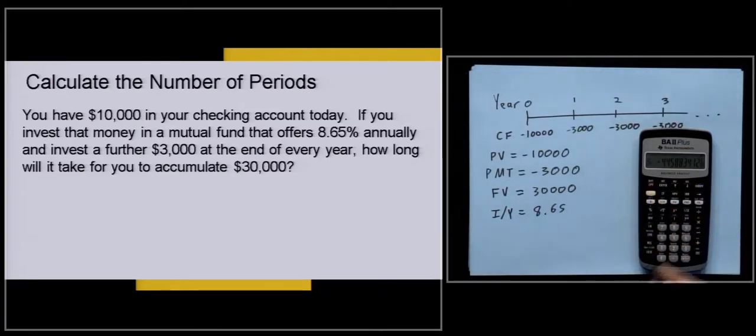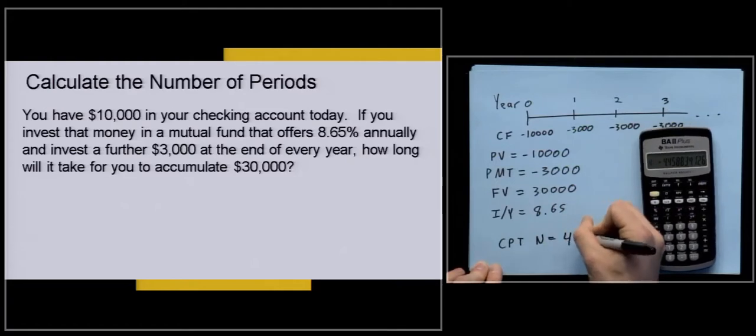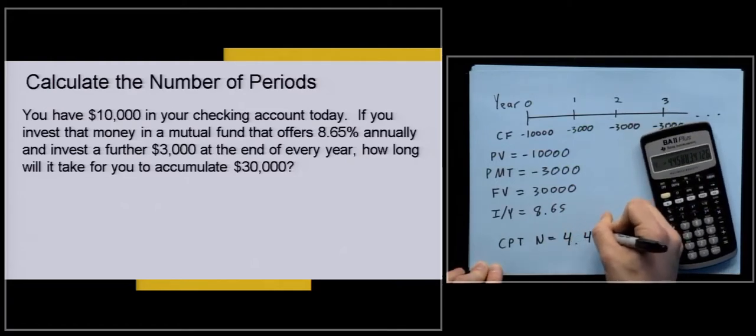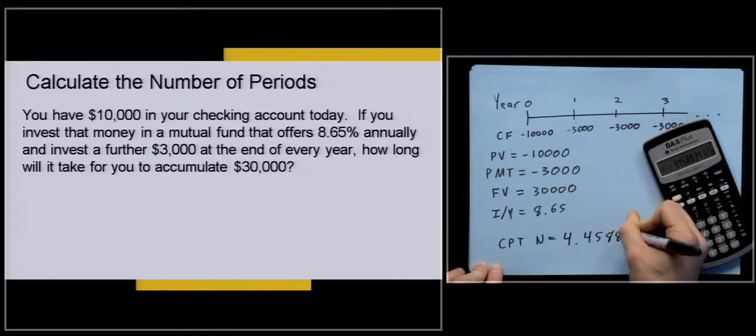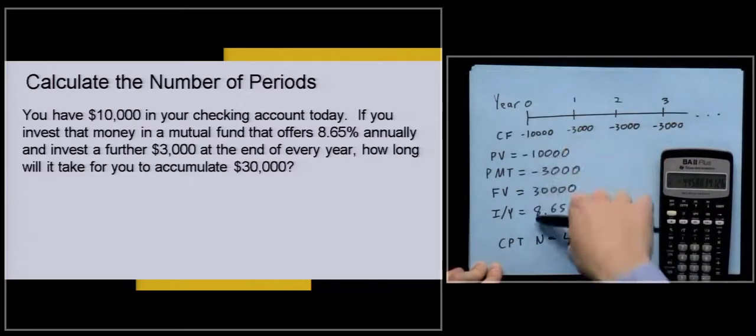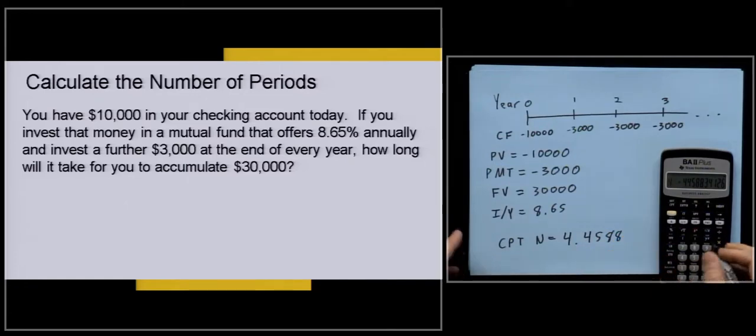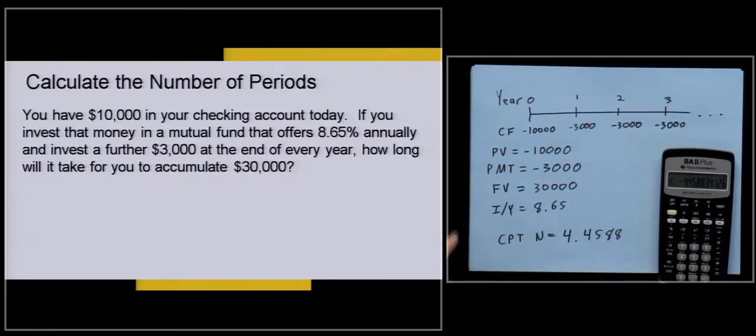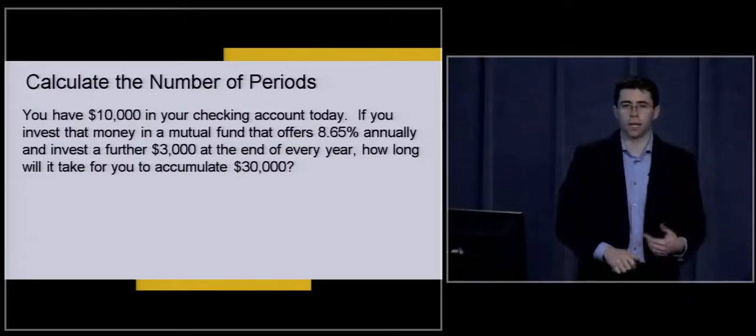So in this case, when we hit the CPT button and then N, we find that it's going to take 4 years and some additional amount of time to accumulate $30,000 if we're putting in $3,000 a year and we have these criteria set. So almost four and a half years it's going to take us to accumulate $30,000. So that's how we would determine the amount of time that we need to invest in order to accumulate that much capital. So that's all I have.